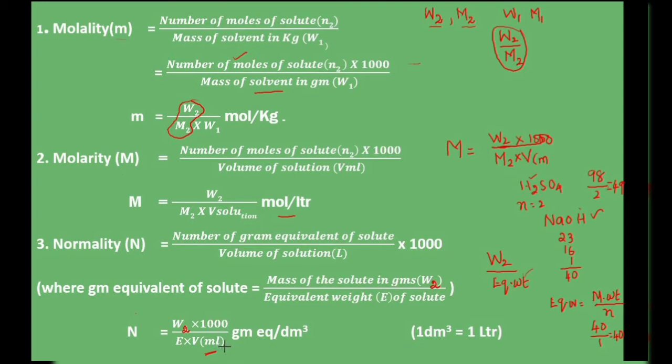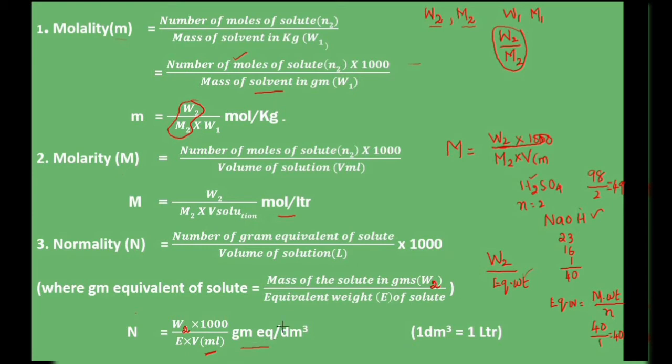So students, you should be very careful while reading the problem itself. You should come to a conclusion whether to make use of 1000 or not. If it is given in ml, then it is necessary to make use of 1000. Understood? So what is the unit for this normality?